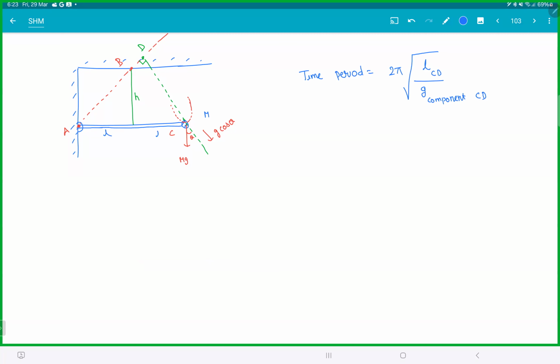And from the geometry, this is L, this is L. If that is theta, then this is 90 minus theta, and this is theta. So we get tan theta equal to h by L. And tan theta is also, I know sin theta. Sin theta is CD by L, opposite by hypotenuse. So that's your length CD.